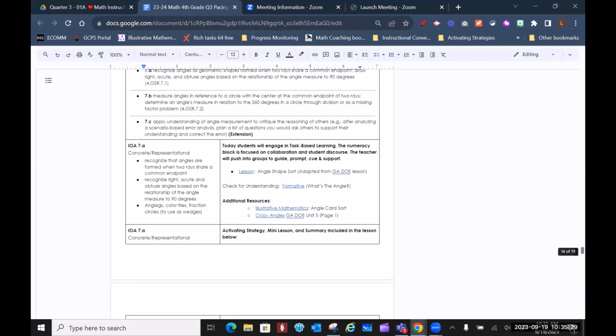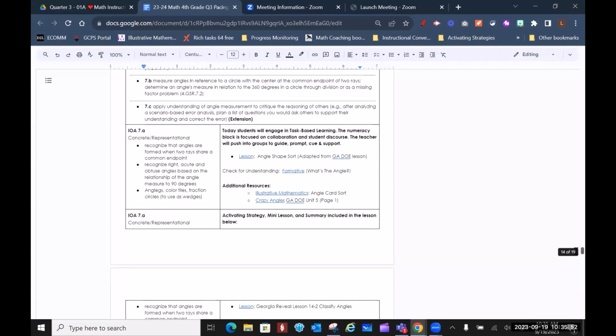And we have 2 days of 7A. Notice that on days with task-based lessons, we have labeled it differently to indicate that it is a task-based learning day, not a teacher-directed lesson. There are 4 task-based lessons throughout Unit 5. In IOA 7A, there are 2 suggested pacing days on the pacing guide.